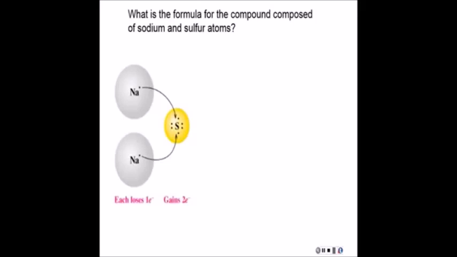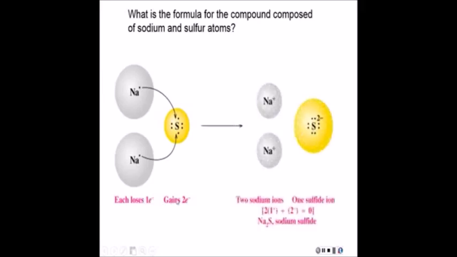So it's going to take 2 sodiums to 1 sulfur, and that's because sodium atoms will only lose 1 electron, and sulfur is looking to gain 2. So the number of electrons lost and gained have to be equal. That's going to give us 2 sodium ions formed and 1 sulfide. Now our formula has to represent that.